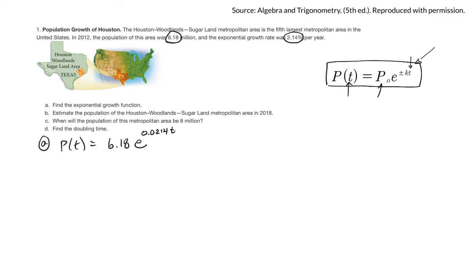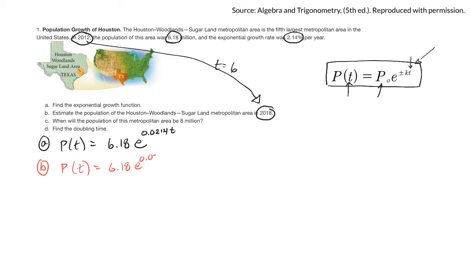So the exponential growth function would be that. Then they ask, estimate the population in 2018. Well, I started in 2012, and if t is the time in years since something happened, then t from 2012 to 2018 would be 6 years. So I'm going to put in a value of 6 for t. So in B, I'll use the same formula. P of t is equal to 6.18 e to the, I guess I didn't need to write this over again, but I'm going to put a 6 in for t.